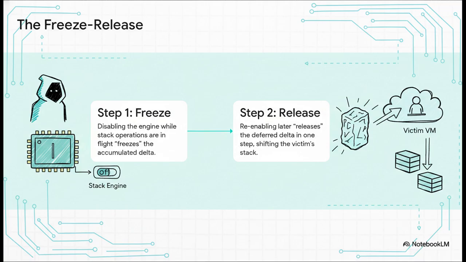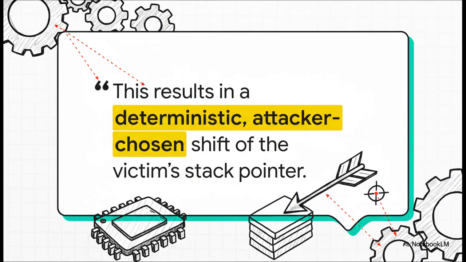Just as the victim's secure VM starts running again, the attacker flips the switch back on. Wham! That frozen change gets released all at once and injected directly into the victim's program, completely messing up its bookmark, its stack pointer. And get this, it isn't some random error. It's deterministic. The attacker has total control. They can choose the exact amount to warp the victim's stack. It's not a sledgehammer, it's a scalpel. They have a surgical tool to remotely mess with a program running right beside them on the very same piece of silicon.